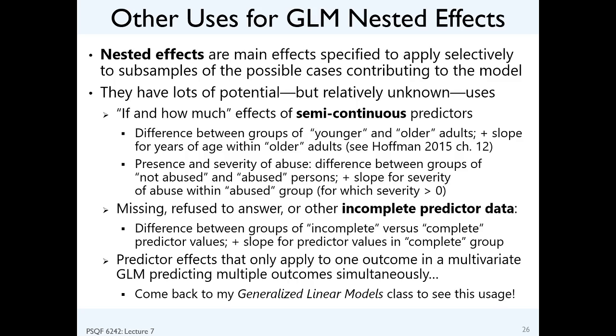And this use of nested effects is also used in characterizing multivariate models. And so if you're going to predict certain effects for one DV and certain effects for another DV, where DV means an outcome, then nested effects allow you to turn effects and predictors on or off across different outcomes in a model, as well as to constrain them to be equal across outcomes if you so choose.